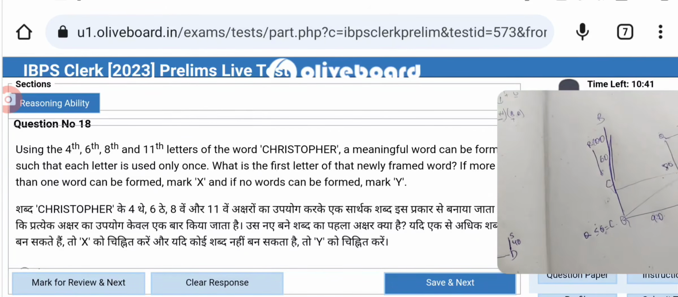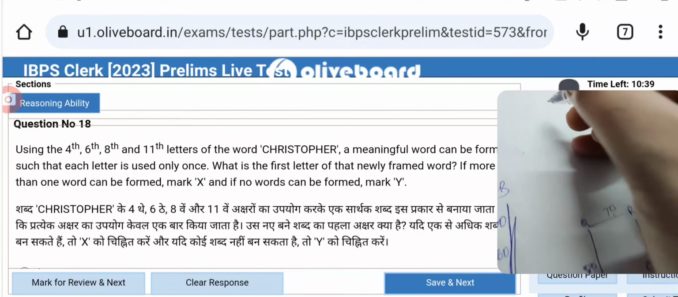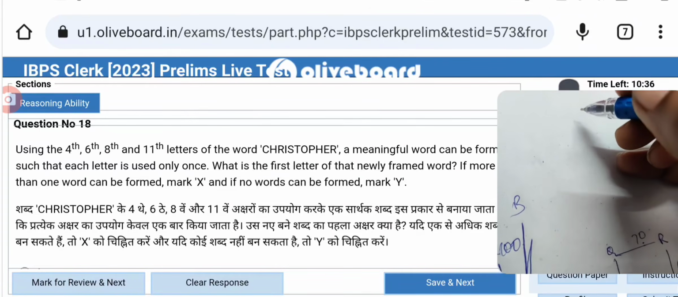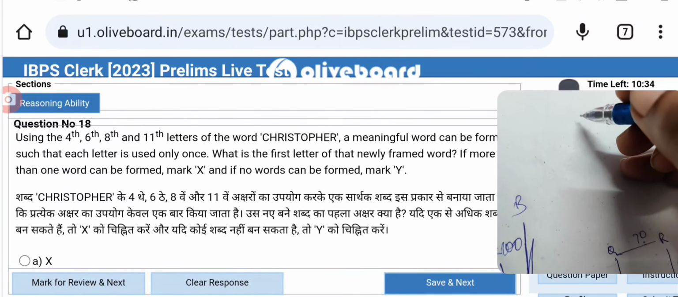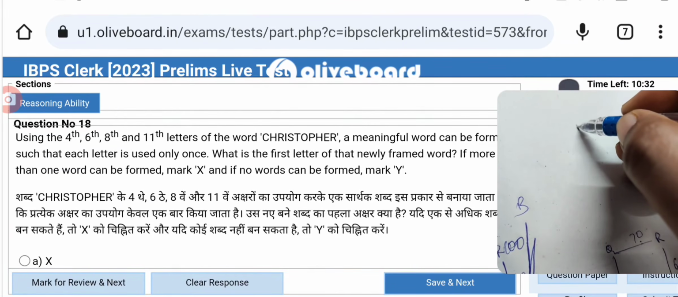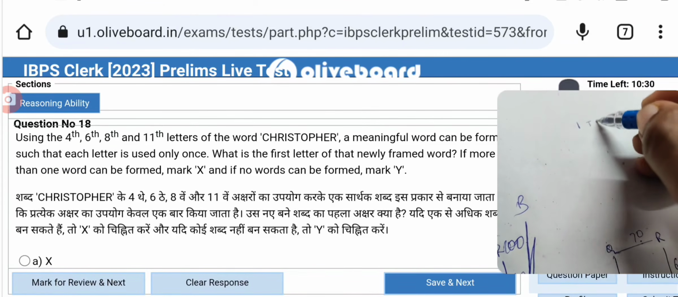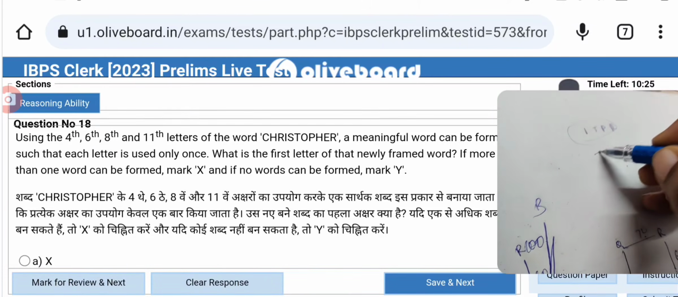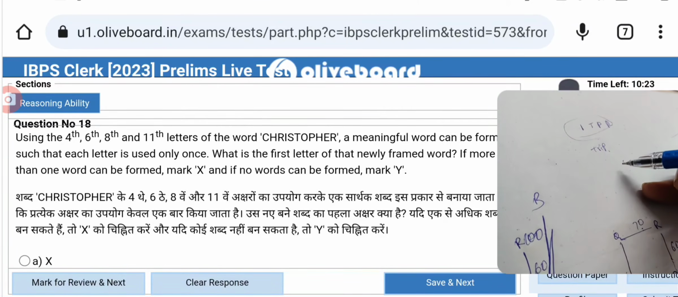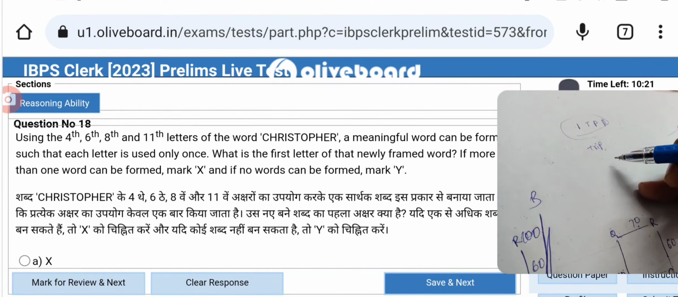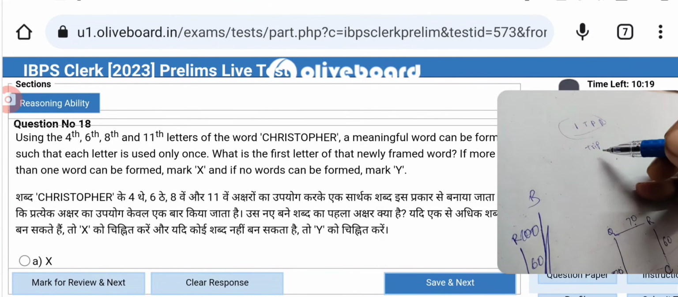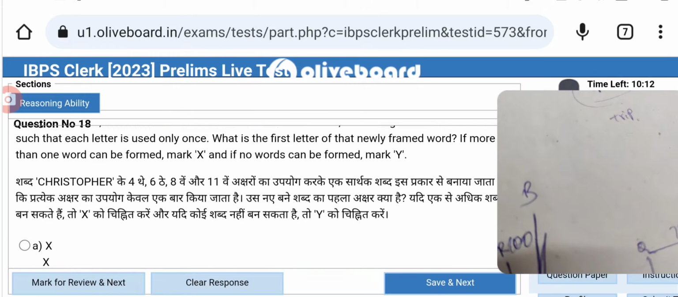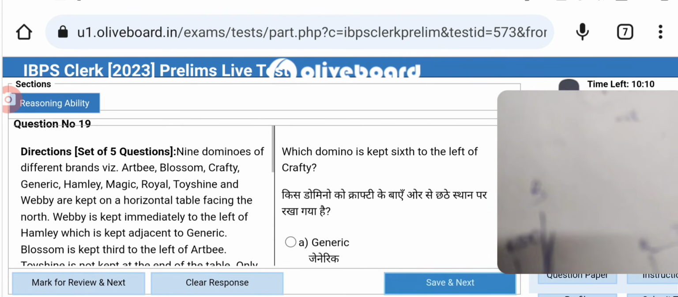Next one. Using the letters 4, 6, 8, 11. 4 is I. 6, 8, P, R. So a meaningful word: trip, ripe, no, dripped. So I think only one word, trip, and the first letter is T.